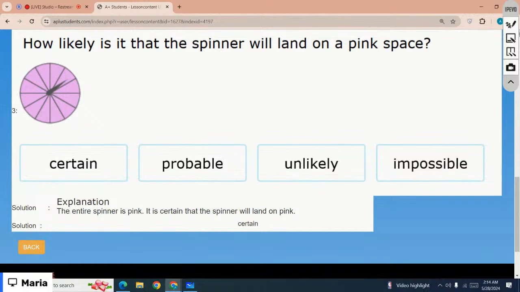The correct option is certainly, right? Because all the spinner is pink, so whatever you spin, it will land on pink color. The correct option is certain. Got it?